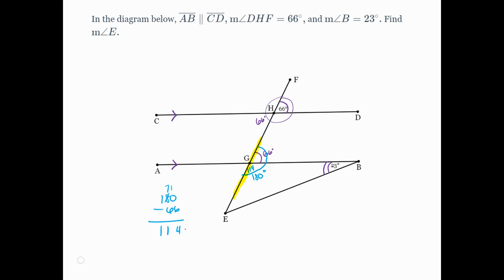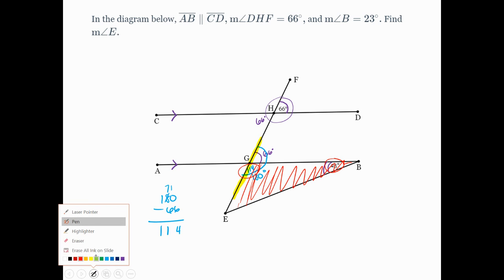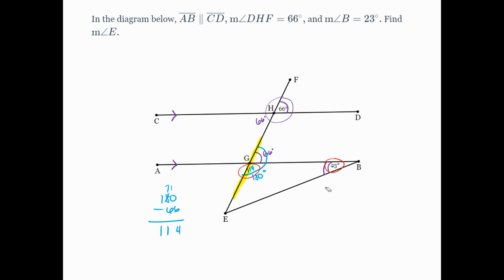I'm just going to kind of shade that in. Here's my triangle right here. And I happen to have 2 angles that I know. I know 114 degrees and I know 23 degrees. And I know it's super messy, so I'm going to erase that so we can see it a little bit better. There we go. So I have 2 angles.